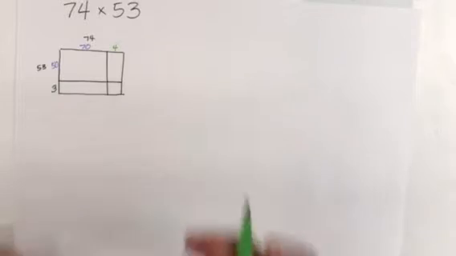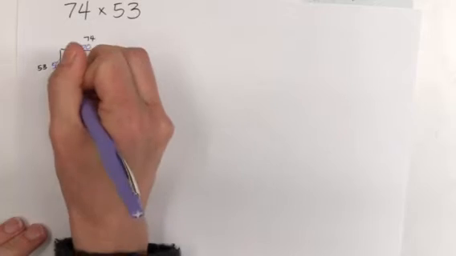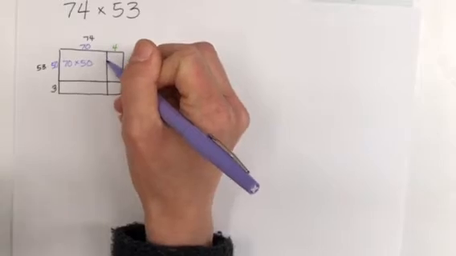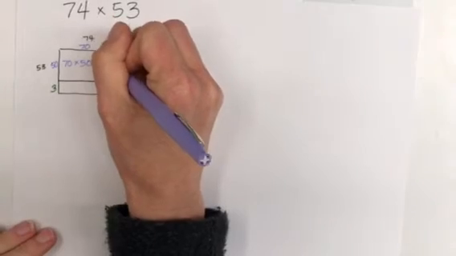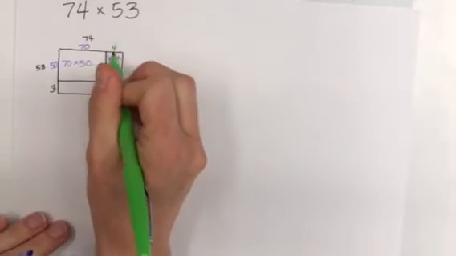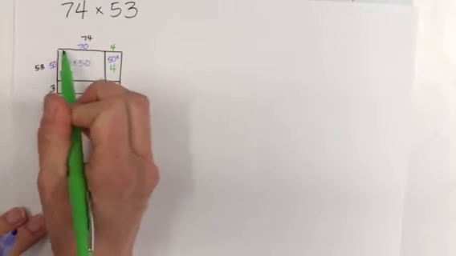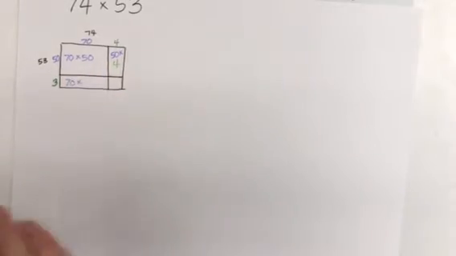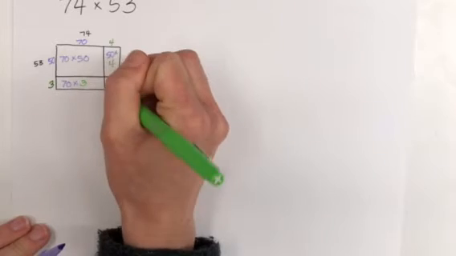There we go. All right, so now I've got this large area here, which is 70 times 50. I've got this smaller rectangle here, which is still the 50, see, we have to look across, it's still 50 times 4. I have this rectangle here, which is 70. Right, we have to look up to see the 70 and look across to see the 3. So this is 70 times 3. And finally, I have this little guy at the bottom, which is 4 times 3.